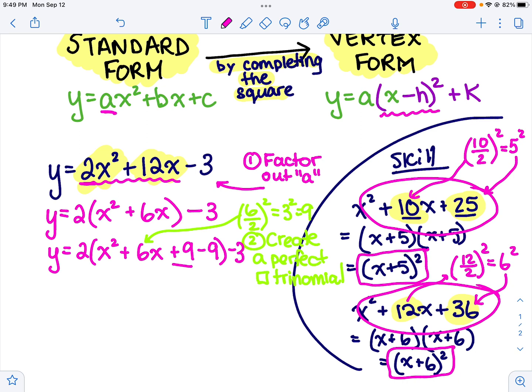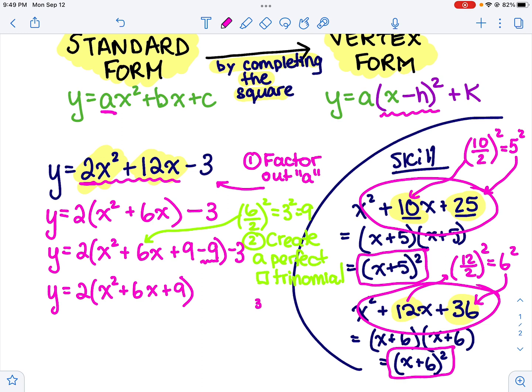It's weird that we're adding 9 and subtracting 9, but it's because we don't want to change our equation. We want to make sure it's the same equation, but don't worry, we're going to move this minus 9 out of the brackets next. So then we'll just have our perfect square trinomial inside the brackets.